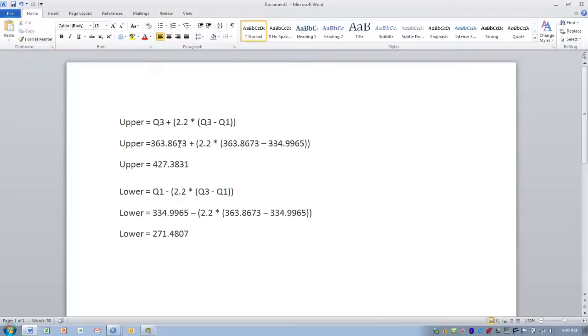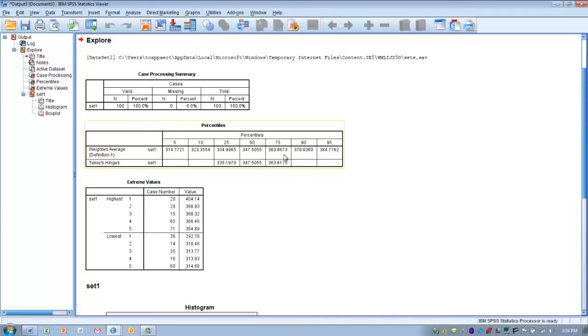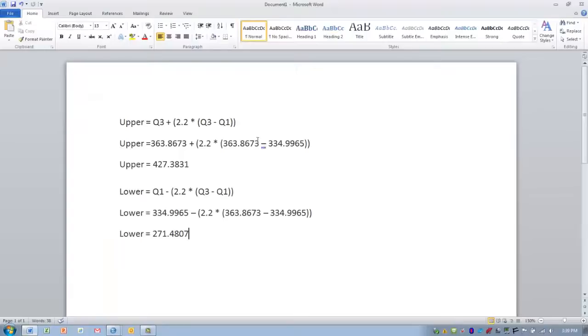And so we would then take the values that we got from our previous output. The 75th percentile, we'll go back really quickly so you can see that. The 75th percentile raw score was 363.8673, and the 25th percentile raw score was 334.9965. So we're basically going to take those values and plug them into our formula. Once we do the arithmetic here, we're going to come up with an upper boundary of roughly 427. So we're taking the third quartile score, performing this product, and then adding it to that third quartile score, and that gives us our upper boundary for outliers.